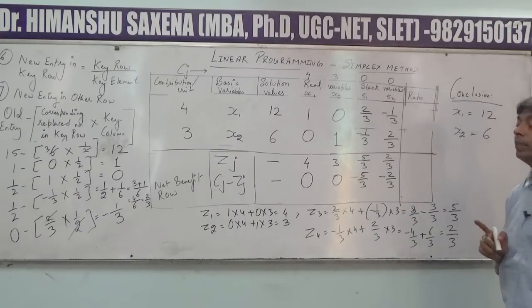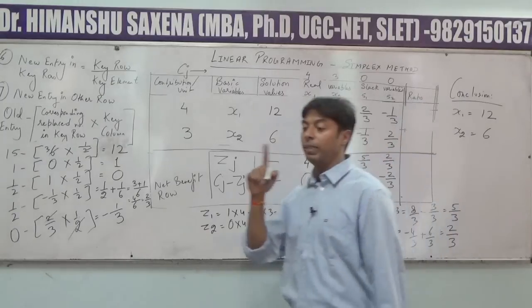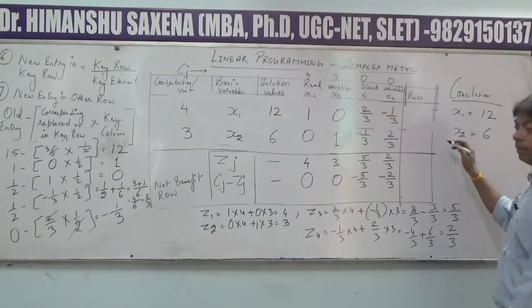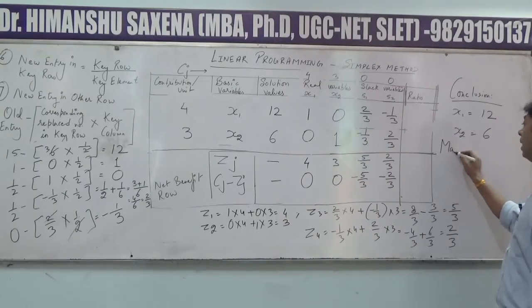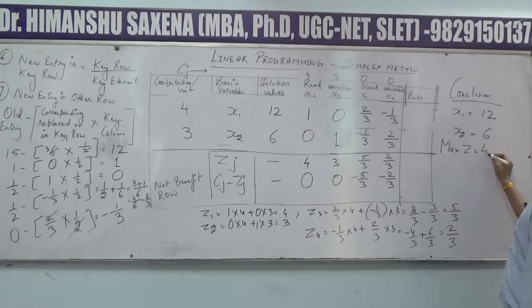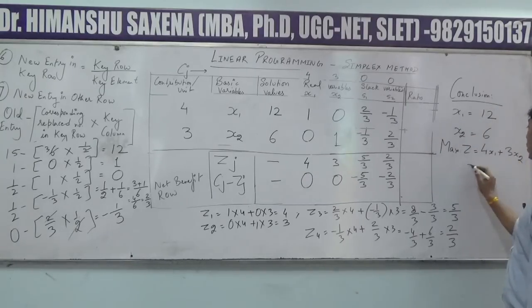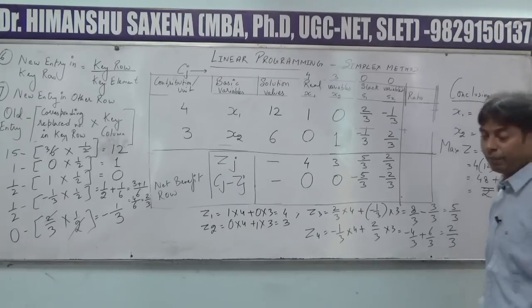Now we have to place these values in our prime function, the objective function. Just tell me the objective function which was told to you initially, that was maximize z is 4x1 plus 3x2. Now we need to put the values of x1 and x2 in this objective function. So 4 into 12 plus 3 into 6 will give us 48 plus 18. That will be equal to rupees 66. That will be the final answer.